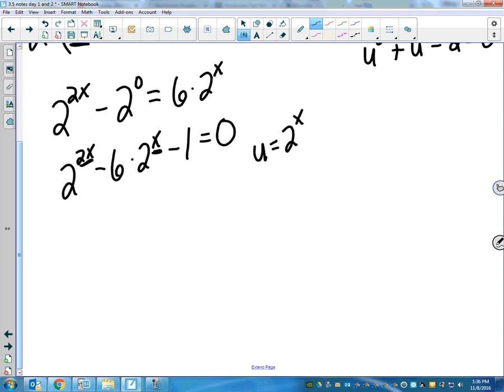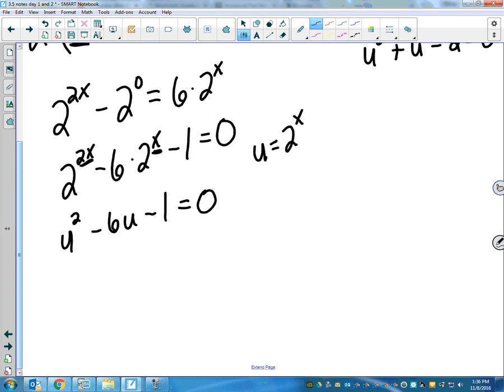So if I do that, think about this as 2 to the x squared. So this becomes u squared minus 6u minus 1. And I'll tell you that every type of problem like this, it works out. There are some that they'll set it up exactly like this. They won't make you do all that other work before. They'll just work it out for you so that you could just start setting it up.